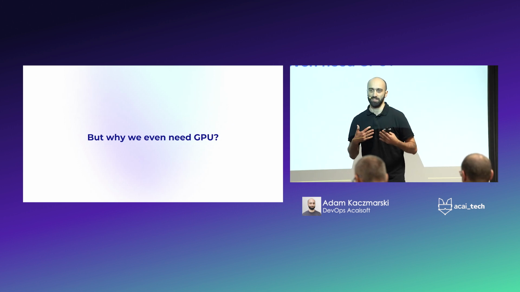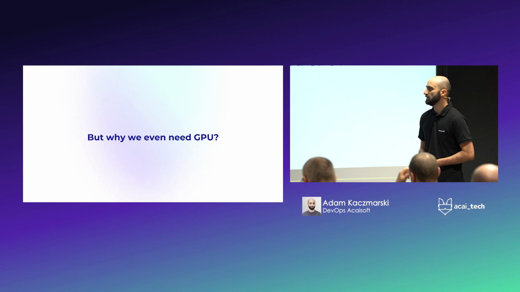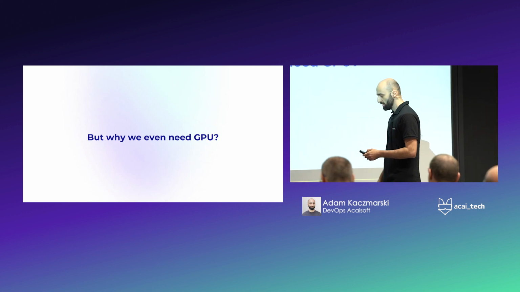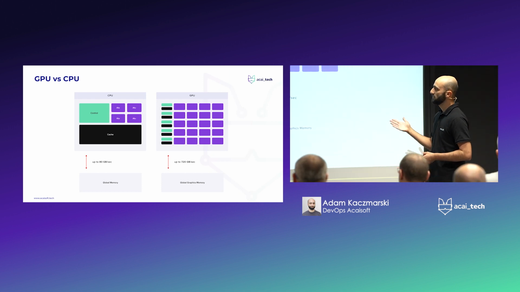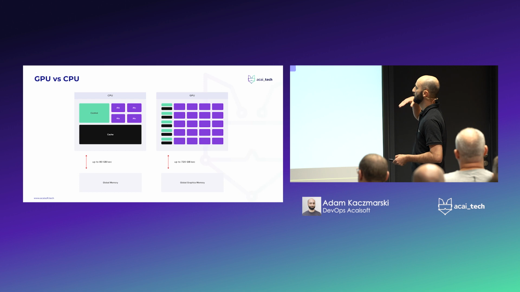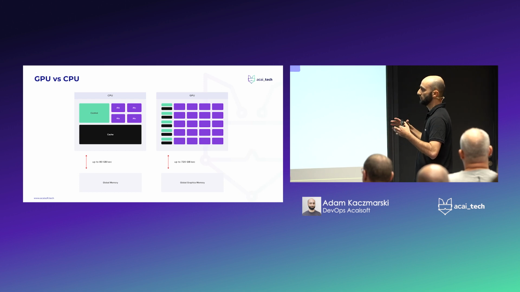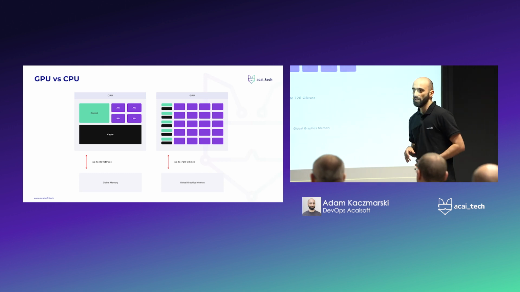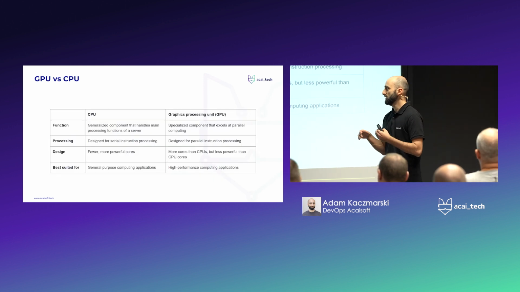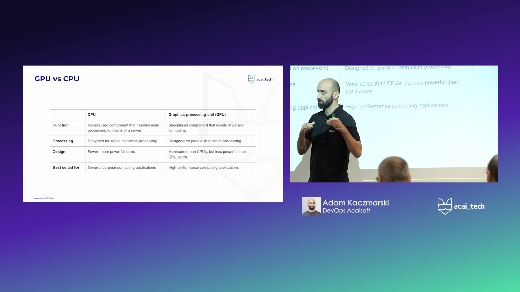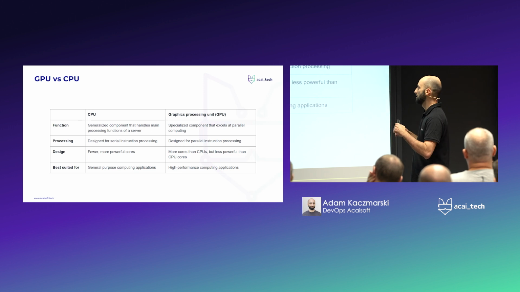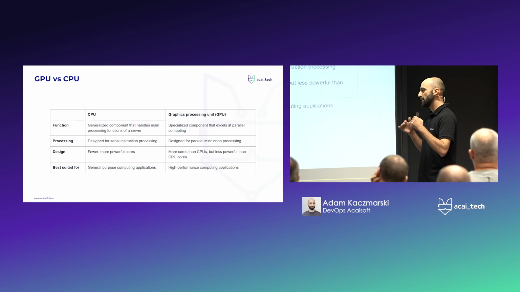But why do we even need this GPU? Because if we say LLMs, we say we need a GPU. And why? Because of its structure. For a graphics card, compared to a CPU, we have a smaller number of cores in the CPU than in the GPU. This is because the CPU is designed for serial processing, and the GPU is designed for parallel processing.